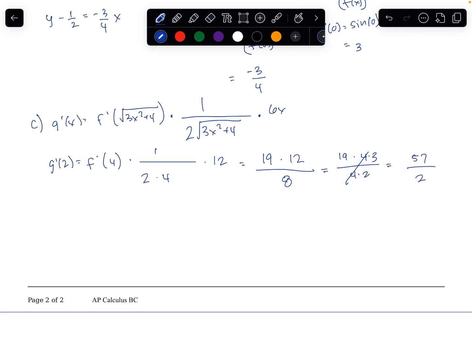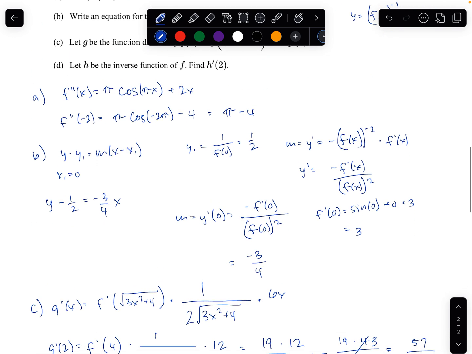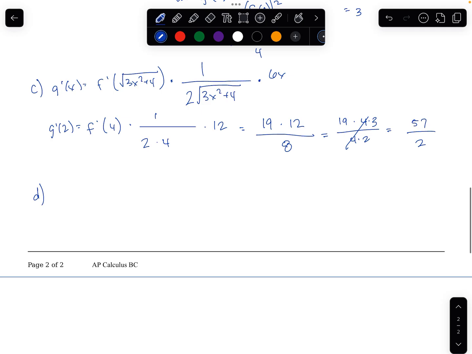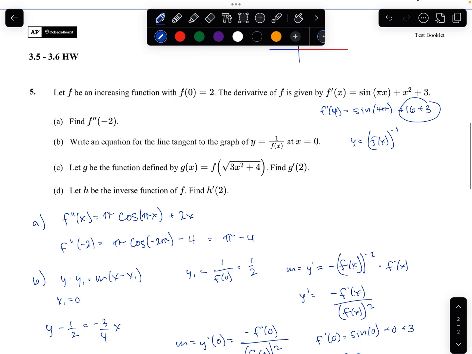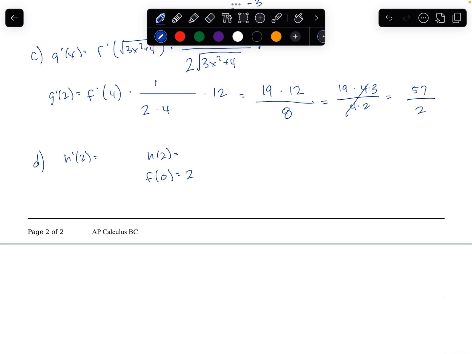All right, D for the last part. Let h be the inverse function of f, find h prime of 2. So we're trying to find h prime of 2. What's that equal to? Well, maybe I can find f prime of, well, I don't know what I'm finding f prime of yet. I need to get the point. So let's find h of 2. What is h of 2 going to be equal to? Well, it will be helpful if I know what f of something equals 2. And that's up here. F of 0 equals 2. So that means h of 2 is 0.